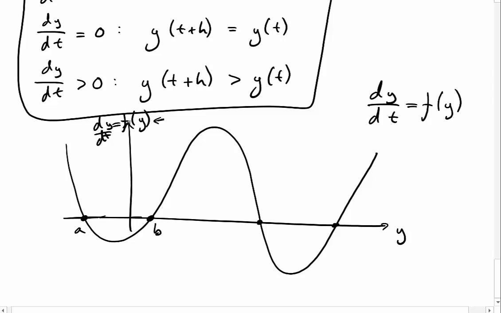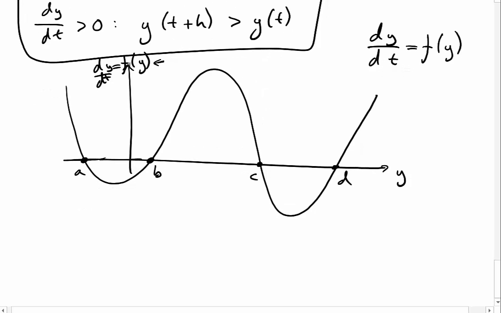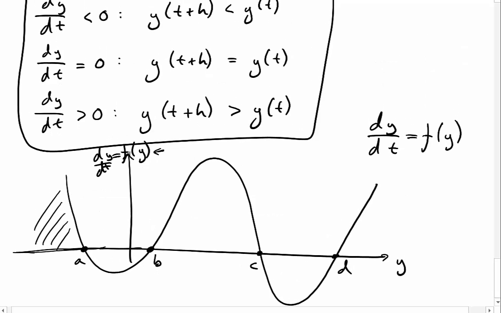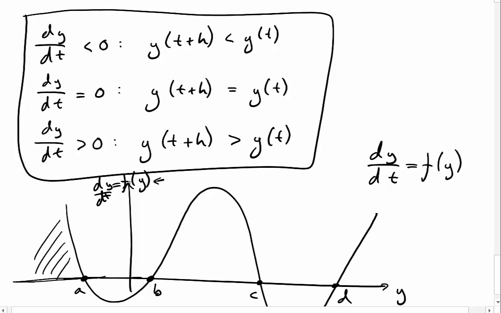I'm going to call them A, B, C, and D. Okay, cool. So let's look at what happens with my rate of change. Let's look over here first. My rate of change is above the axis, so my rate of change is positive. My dy by dt is positive. It's above this axis here, so when it's positive, that means y of t plus h is going to be greater than y of t.